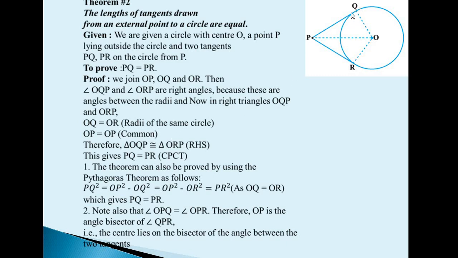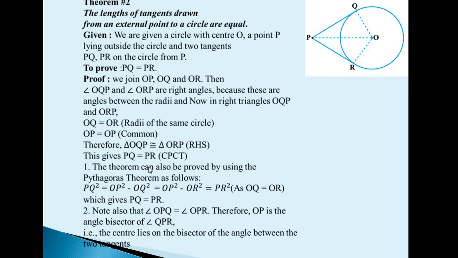And since this is 90 degrees, already I have told that angle OQP and angle ORP are 90 degrees, just because of theorem 1. It's a right angle triangle. So by RHS test, the two triangles are congruent. Hence by CPCT, corresponding parts of congruent triangles, PQ is equal to PR. Very simple theorem. Sometimes this same theorem can be proved in some other way.